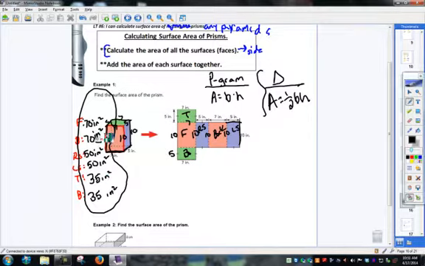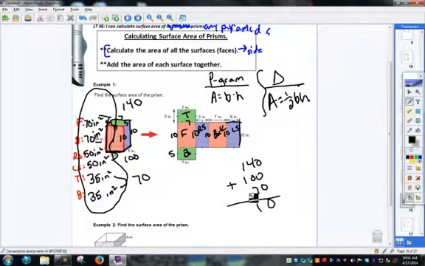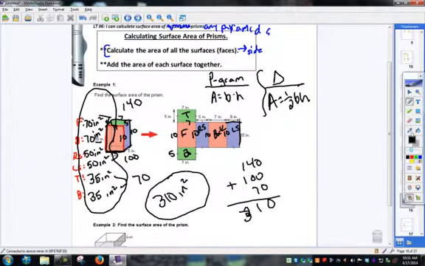The last step then is to take all of these areas and add them up. Okay? 70 plus 70 is 140. 50 plus 50 is 100. And 35 plus 35 is 70. Now we can just add. So 140 plus 100 plus 70 is going to give me 210. That's not, I'm sorry, 310, my bad. 310. Okay? So the answer here would be 310 inches squared. And it's squared because we were just doing area, 2 dimensions.